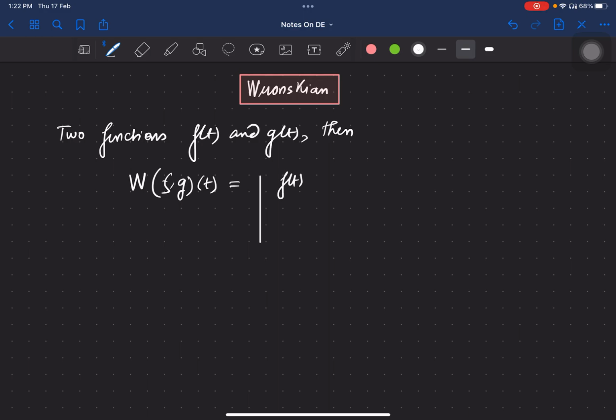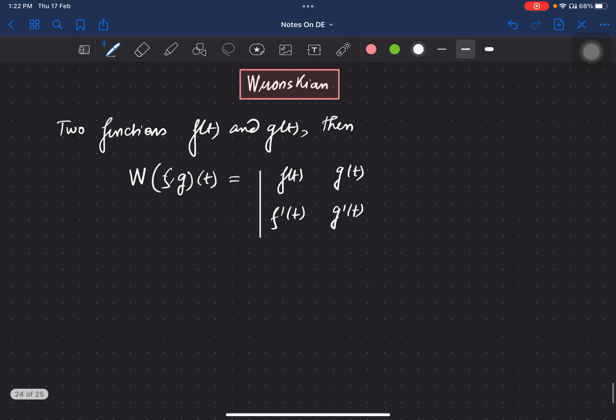A determinant whose first row is f of t, g of t, and the second row is f prime t, g prime t. So of course, you have to see that only those functions you can find the Wronskian for where these two things exist, f prime and g prime. So this is a determinant, so it's nothing but f of t g prime of t minus g of t f prime of t. So this is the Wronskian.